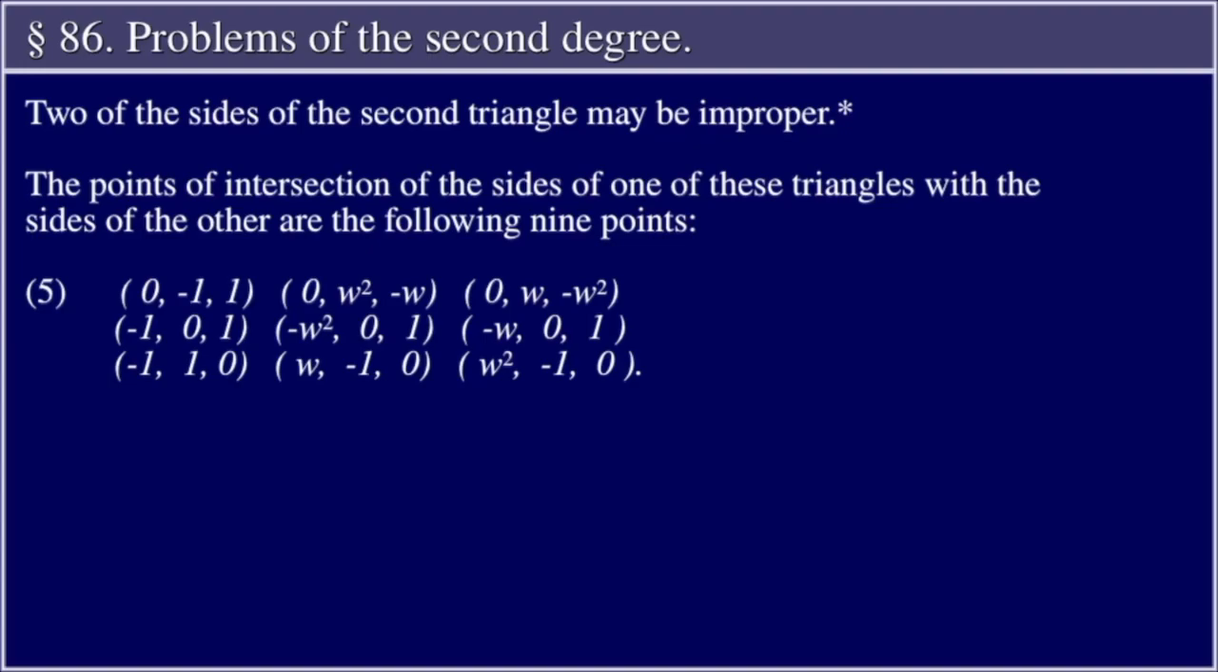The points of intersection of the sides of one of these triangles with the sides of the other are the following 9 points. Equations 5. 0, -1, 1. -1, 0, 1. -1, 1, 0. 0, w squared, -w. -w squared, 0, 1. w, -1, 0. 0, w, -w squared. -w, 0, 1. w squared, -1, 0.